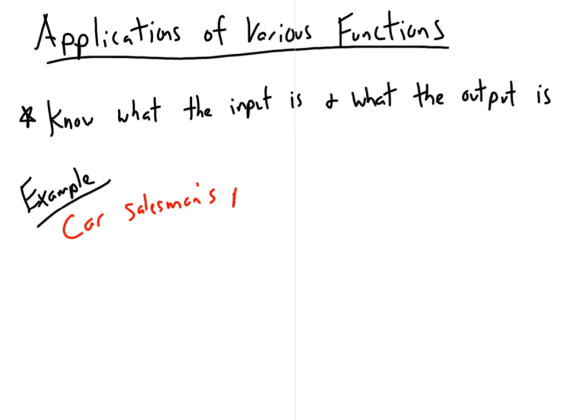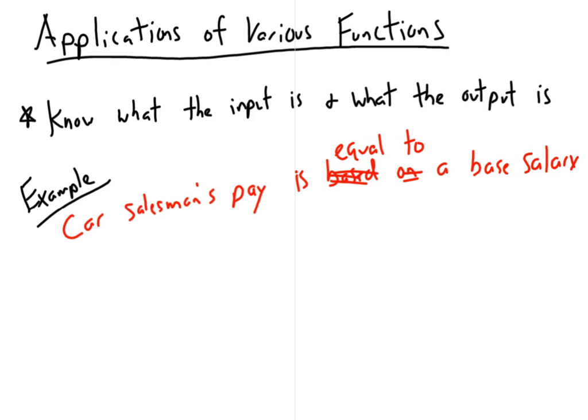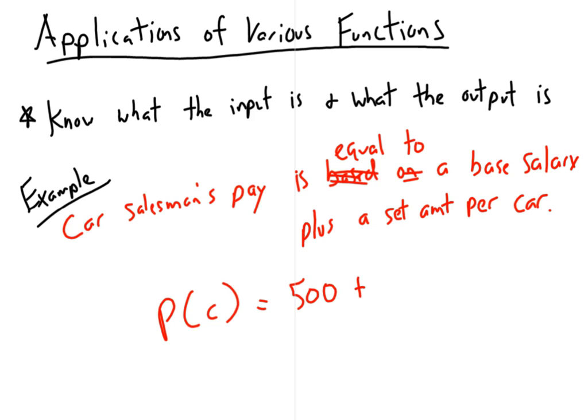let's say you've got some sort of verbal description, maybe a car salesman's monthly pay is based on some salary. He gets some fixed amount per month, and on top of that he gets a commission. Maybe it's a set amount per car. So if we look at a function rule, maybe it would say P of C equals 500 plus 750C. So 500 is that base pay. He gets $500 no matter what every month, but then he gets $750 per car.